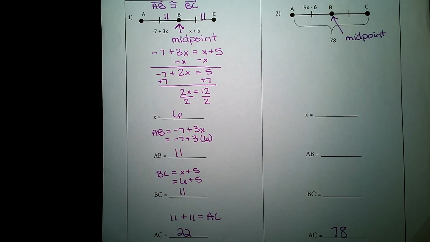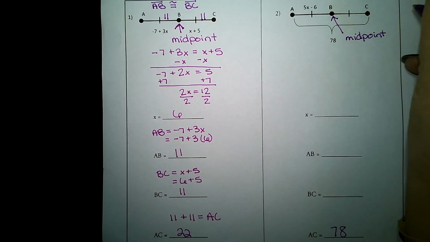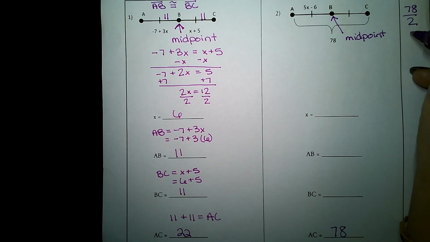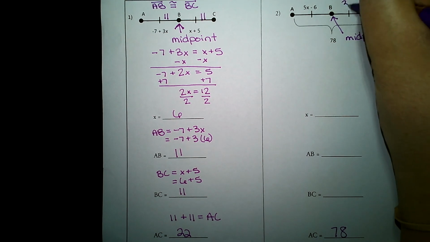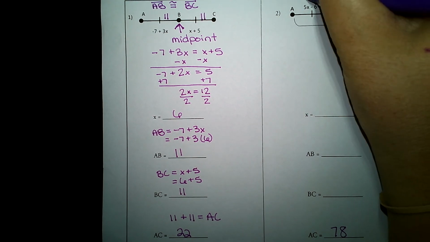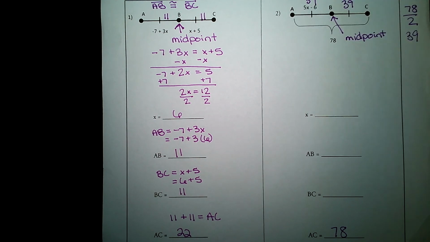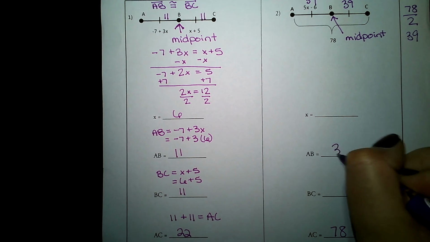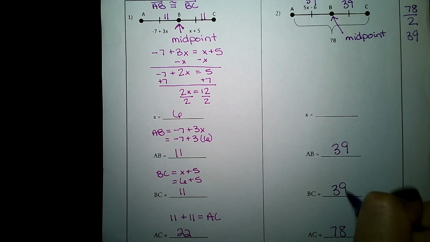Which means B is right in the middle, splitting 78 in half. So 78, do a little math over here, 78 divided by 2 is 39. So BC is 39 and AB is 39. So I already know the answer to these two blanks. They're both going to be 39. So we're kind of working this one backwards.